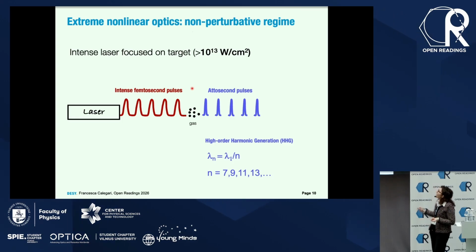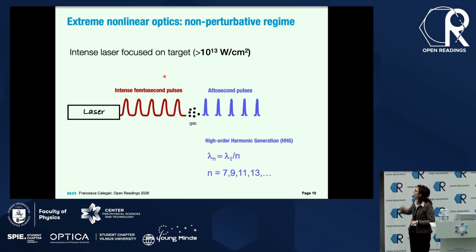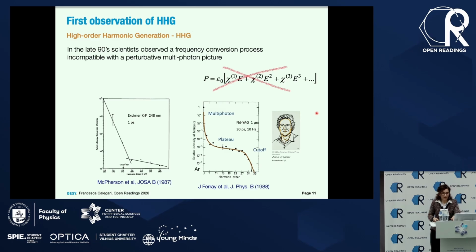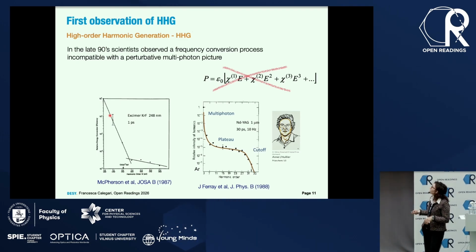If we enter this regime above those intensities, we start observing high order harmonics of the fundamental laser, which are odd orders of the fundamental frequency of the laser. Now, this phenomenon was first observed around 1987, 1988 by two groups, one in the US and one in France, this one being the group of Anne L'Huillier.